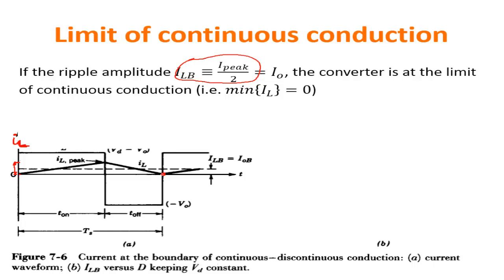So let's discuss a bit this limit. In this limit we have that the amplitude of the ripple, which is the peak current minus 0 divided by 2, is equal to the average current absorbed by the load.